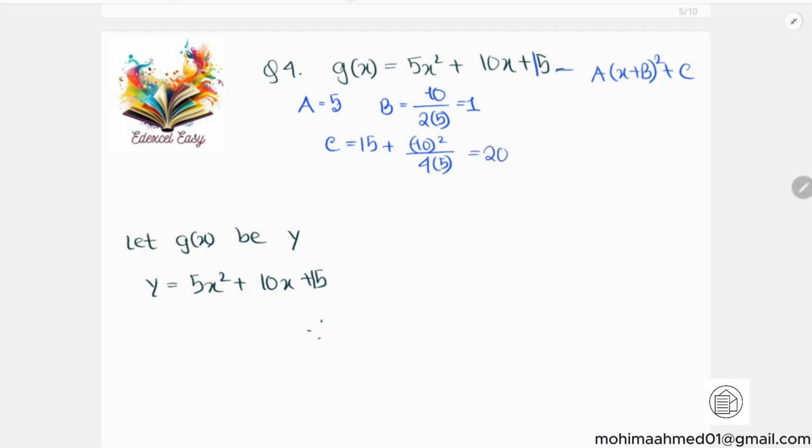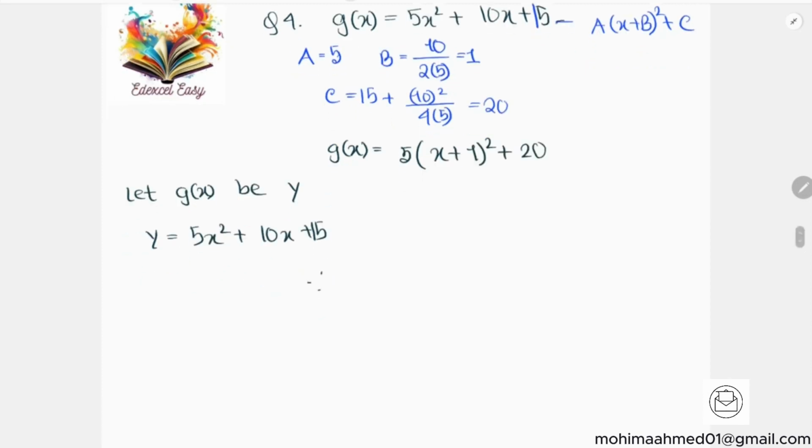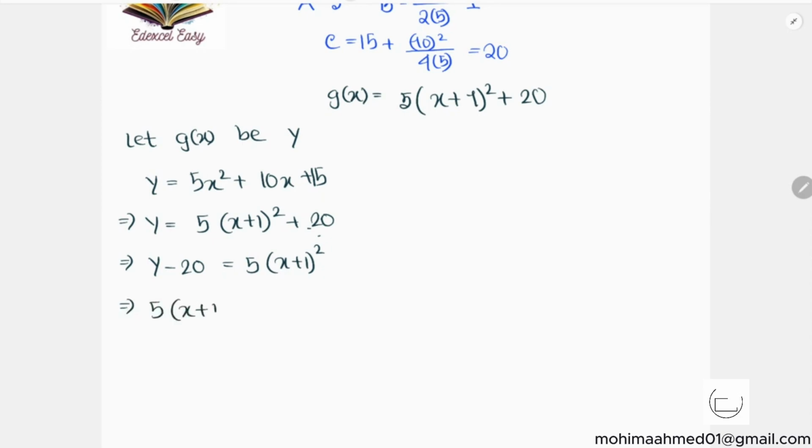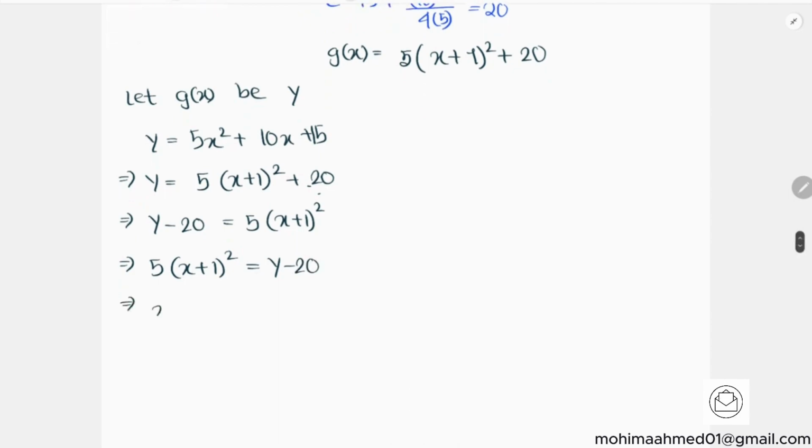So you can finally write the entire quadratic equation in the form of g(x). Capital A would be 5, capital B is 1, and capital C is 20. So instead of writing the equation in quadratic form, you can now write it as 5(x plus 1) whole squared plus 20. So you take this 20 to the left hand side, it becomes y minus 20 equals 5(x plus 1) whole squared. And just flip the equation, take that 5 to the left hand side.